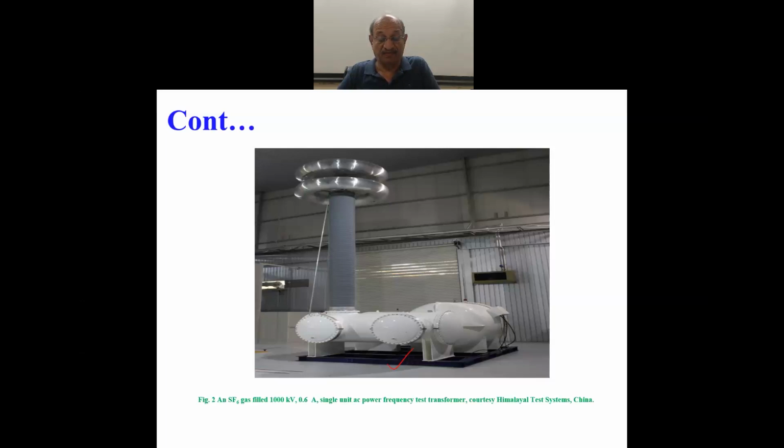And of course from the inside of the transformer, the high voltage is brought out with the help of a bushing. As you can see, this is a bushing, and this is again FRP, fiberglass reinforced plastic bushing. So the size of the bushing is also reduced considerably. In this case, for 1000 kV and only 0.6 amperes of current.